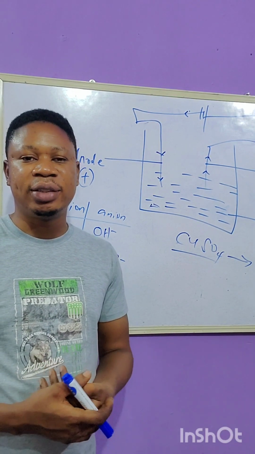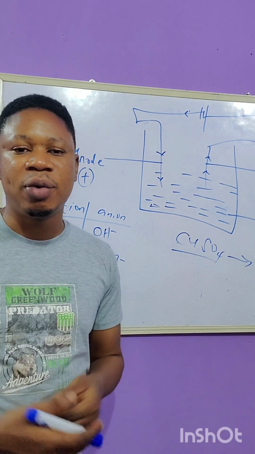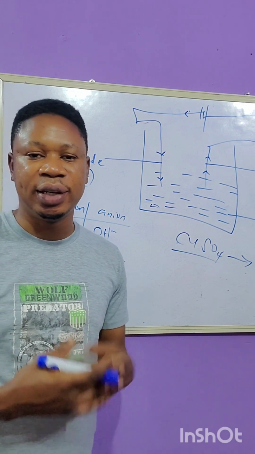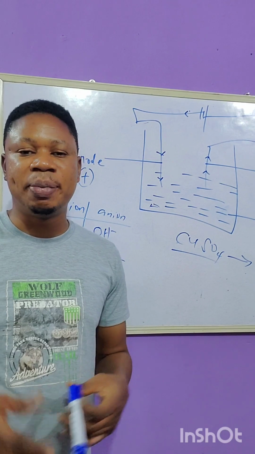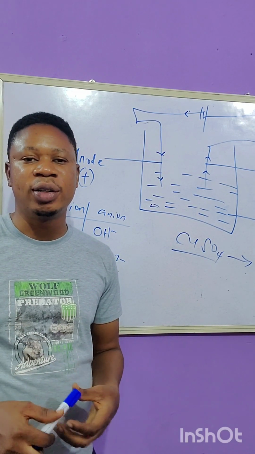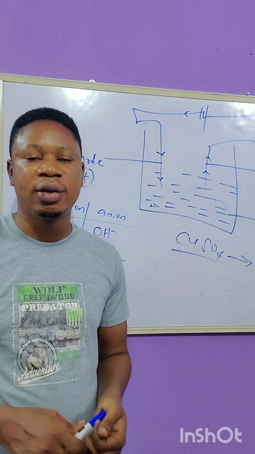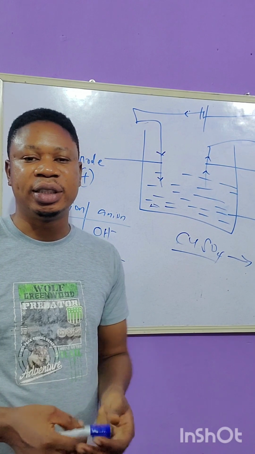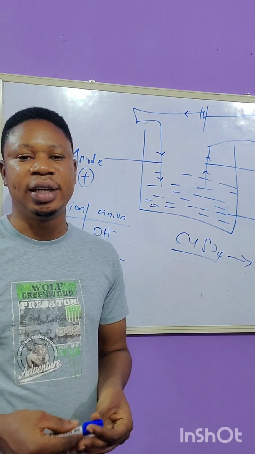Now, in the case of electrolysis, when we have two competing ions, and one of the ions is being discharged or liberated in your electrolyte, what makes the ion to be liberated depends on some factors or some conditions. So we're looking at the factors that make an ion to be discharged during electrolysis. So we call it preferential discharge of ions during electrolysis. So let's start.